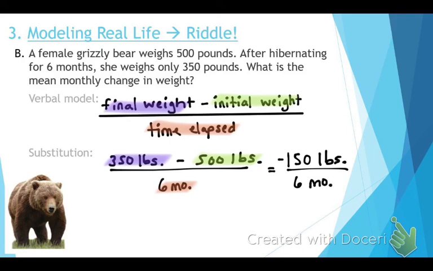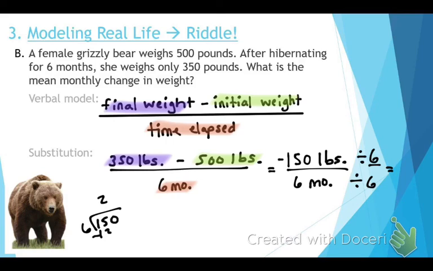Now my question back at the beginning says, what is the mean monthly change? That means, how much did it change per month? Does this answer right here that we just came up with tell me how much it changed in 1 month? No, it changed in how much? 6 months. I want that 6 months to turn into 1 month. What number do I need to divide it by? 6. Divide it by itself, and that will equal 1. So I'm going to divide the bottom by 6, which means I have to also divide the top by 6. All right, once again, you can use the space on your paper and just write out what 150 divided by 6 is. I want you guys to do that on your own and find that answer.